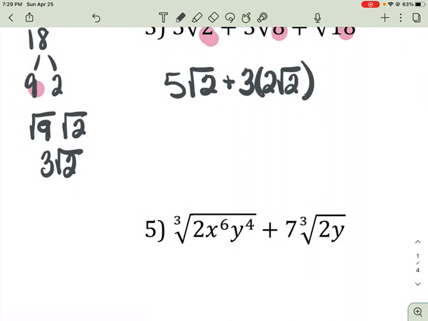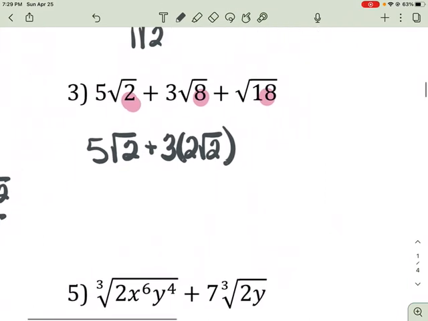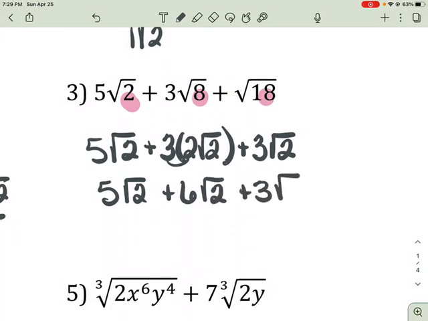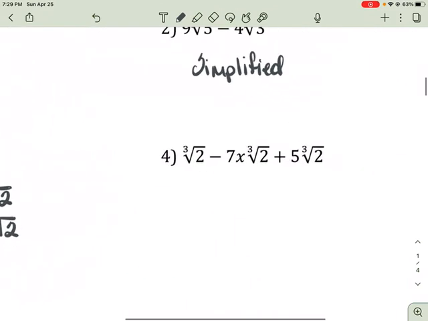So we're going to take our information, put it on the side, work through our simplification, and then come back and put it in the problem. So we have plus 3 square roots of 2. All right, these two can be multiplied together. So we get 5 square roots of 2 plus 6 square roots of 2 plus 3 square roots of 2. And now that it's all simplified, we double check and make sure that all of our radicals are exactly the same, square roots and the number underneath, which they are. So 5 plus 6 is 11, plus 3 is 14. So 14 square roots of 2.